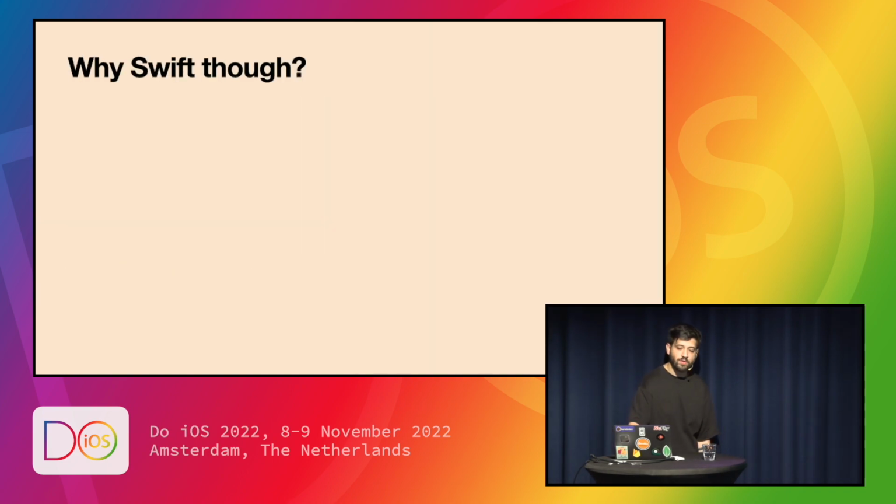So why Swift, though, you might think? Swift is a strongly typed language, and it's compiled. So it provides a lot of compiler safety, kind of guides you through a lot of things and reduces the amount of runtime crashes that you can get. It's got a low memory footprint.